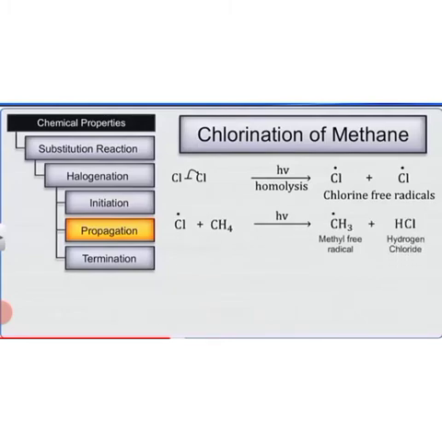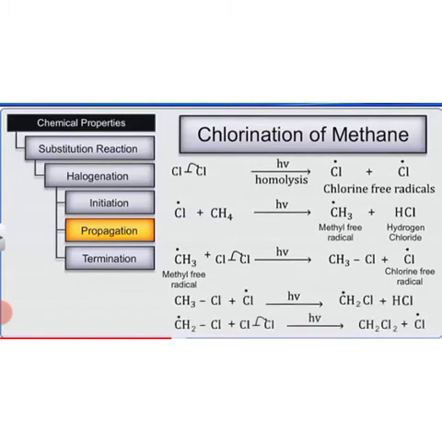Next, the methyl-free radical attacks the second chlorine molecule, forming chloromethane and one more chlorine-free radical, setting up the chain reaction. The chlorine-free radical formed sets up many other propagation steps to form more halogenated products. These steps are repeated till all the hydrogen atoms in the methane molecule are replaced by chlorine atoms.